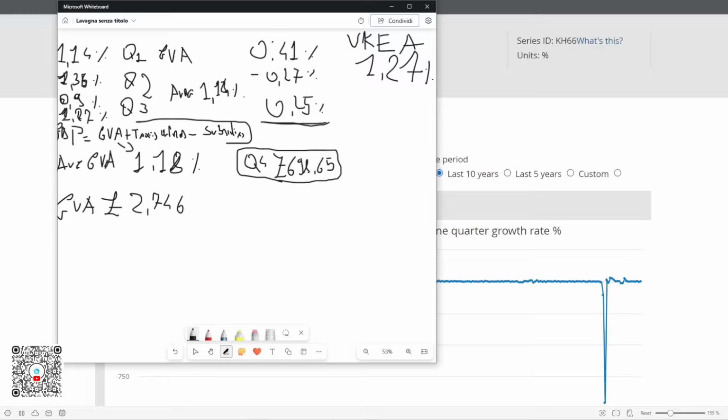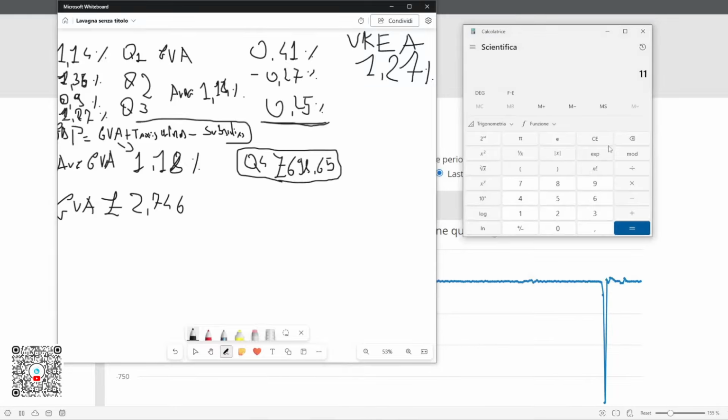If I take the average of the quarter-on-quarter growth of the national account, it's 0.41, still quarter-on-quarter. Okay, it's the average, it's 0.39 here. So for our final figure, we want to use the 1.18. We want to use the 1.18 figure.